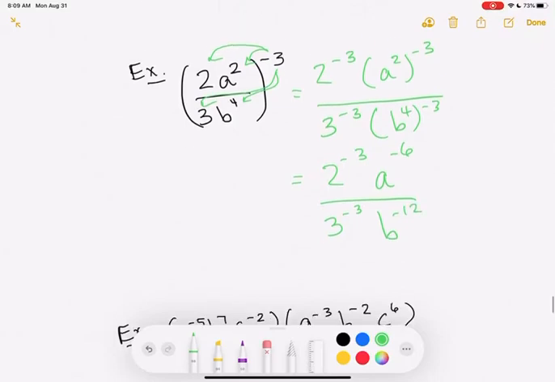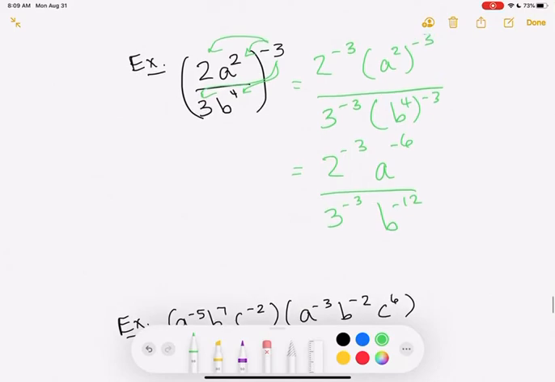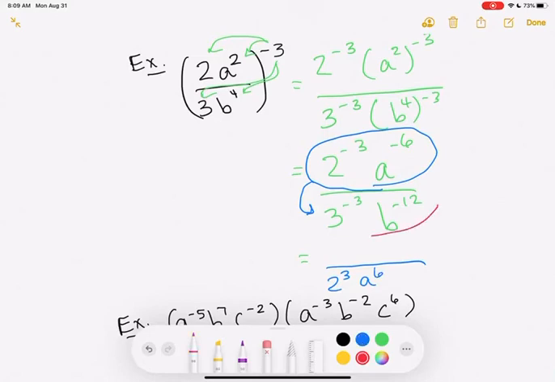Now, I hope I'm going to run out of room here. Let's grab everybody that's negative and send them to the opposite side, which if you look, is every single piece, right? So everything on top is going to go to the bottom. So now we're going to have 2 cubed, a to the 6th on the bottom. And we're going to grab everybody that's on the bottom, because they're all negative, and move them up top. So now it's 3 cubed, b to the 12th.